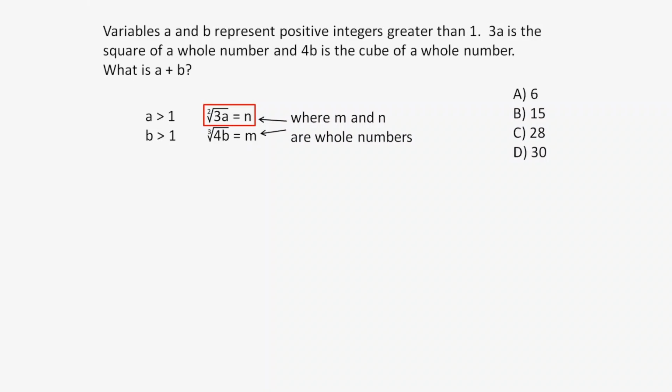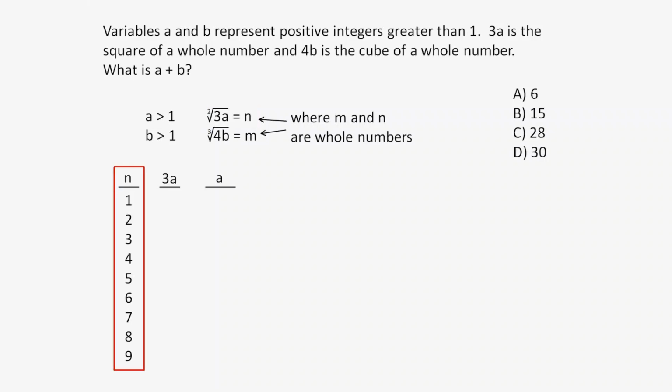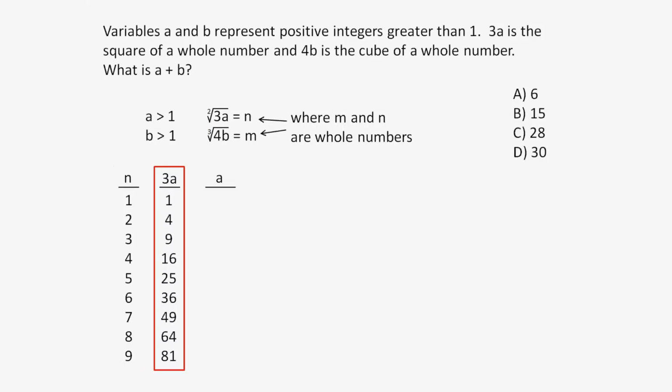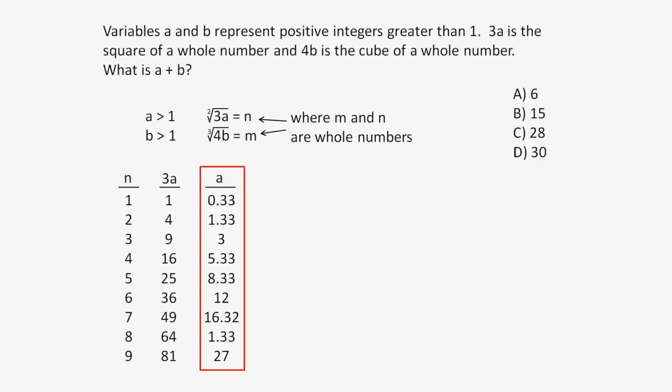The square root of 3a equals n, where n is a whole number. So let's start by listing off some whole numbers for n. 1, 2, 3, 4, and so on. After that, we'll square the value of n, and this will compute our values of 3a. Lastly, we need to divide by 3 to arrive at our values of a.